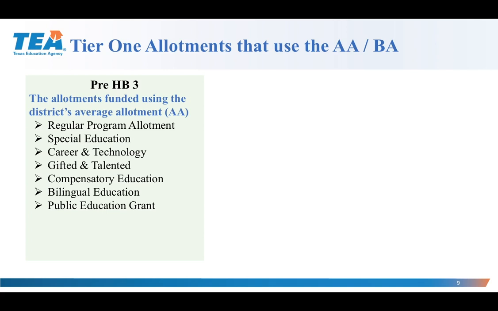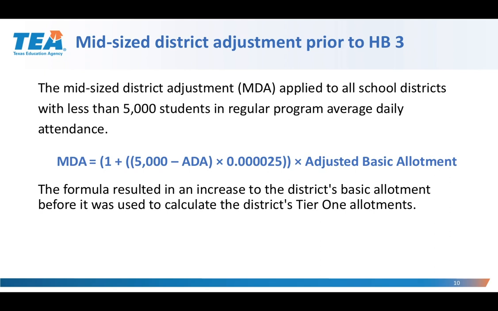As will be shown later in the presentation, HB 3 brought about changes to existing allotments alongside some new Tier 1 allotments. Let's step through the formulas under prior law. First, we begin with the mid-sized district adjustment, or the MDA. The MDA was applicable to school districts with fewer than 5,000 students, and as shown in the formula on this slide, resulted in varying levels of funding depending on the number of students in the district. As we'll see later on in a few slides, the per student dollar amount decreased as student enrollment approached 5,000 students and vice versa. The adjusted allotment was used to calculate a district's Tier 1 allotments.